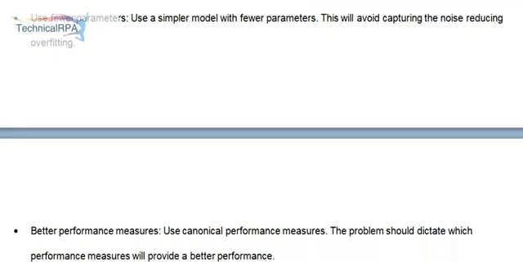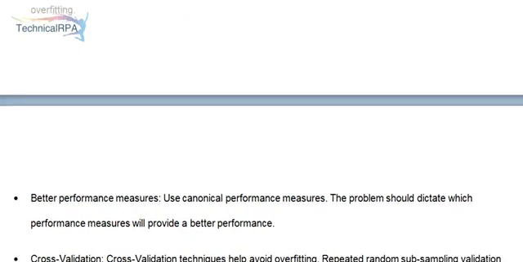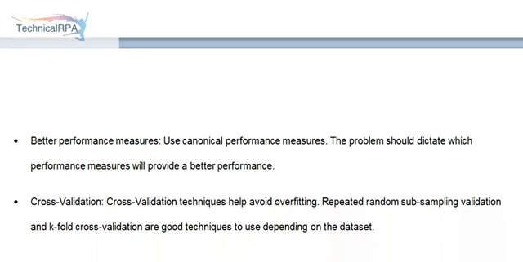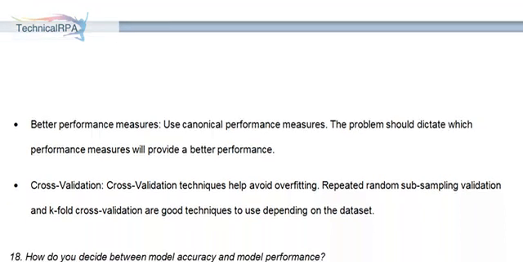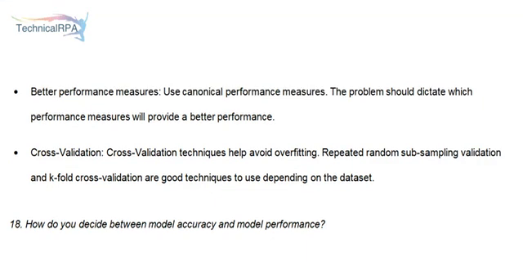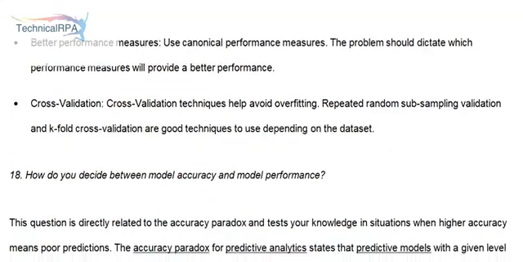Better performance measures. Use canonical performance measures. The problems should dictate which performance measures will provide a better performance. Cross-validation. Cross-validation techniques help avoid overfitting. Repeated random subsampling validation and k-fold cross-validation are good techniques to use depending on the dataset.